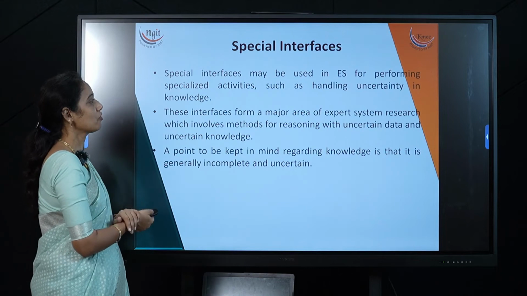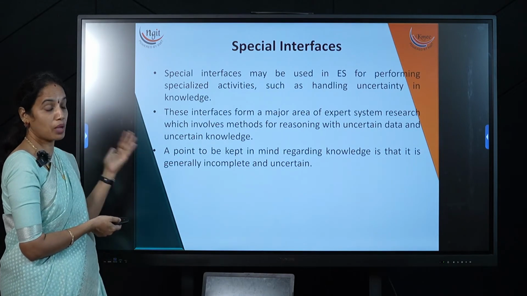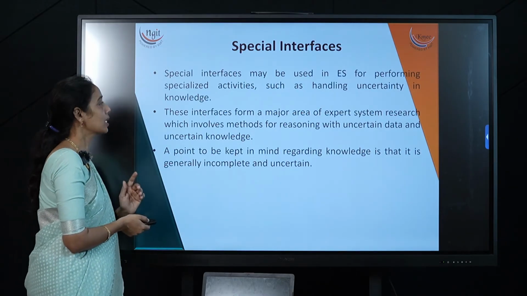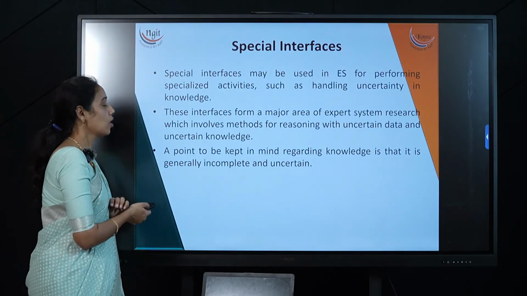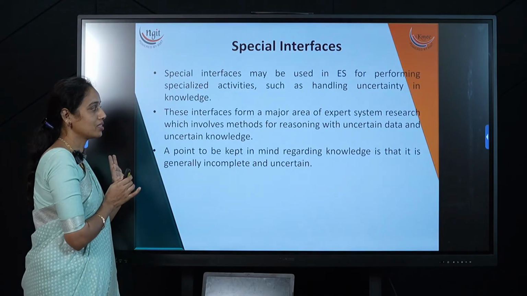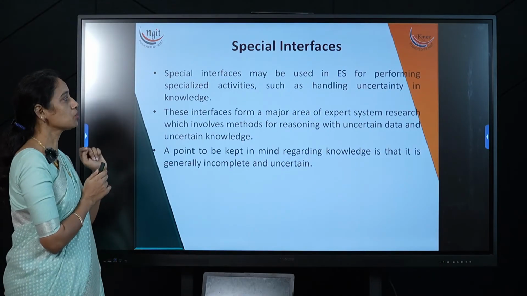Next one, special interfaces. Special interfaces may be used in expert systems for performing specialized activities such as handling uncertainty in knowledge. That means when we are not sure about a particular problem, that comes under uncertainty. Even that will be taken care of by the expert system by using some special interfaces.